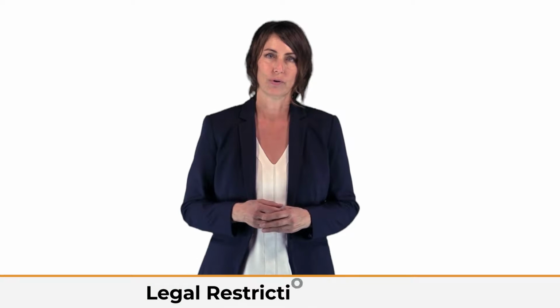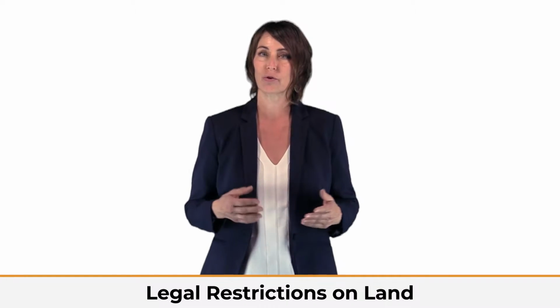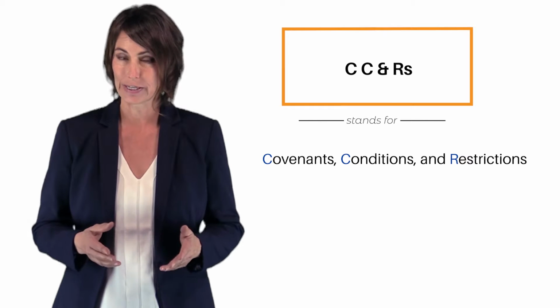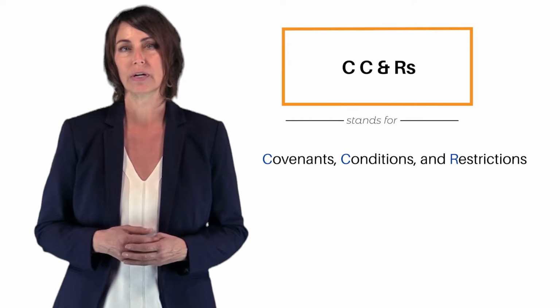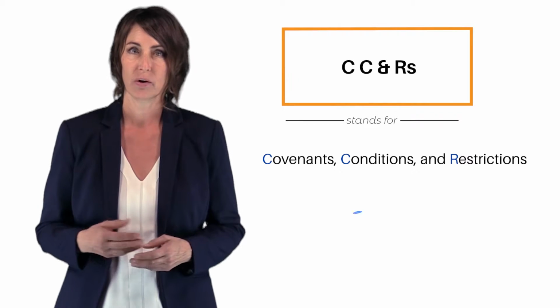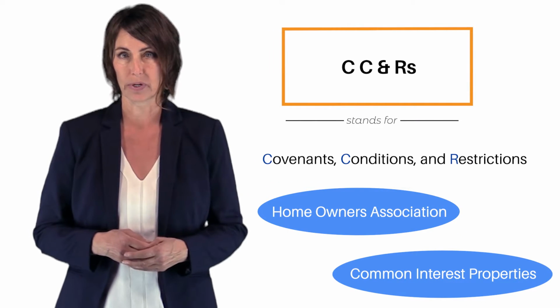Land use control is a term that broadly describes any legal restrictions controlling how a piece of land may be used. Covenants, conditions, and restrictions, or CC&Rs, are an important land use control you'll likely encounter in the rental industry when working with homeowners associations and common interest properties.